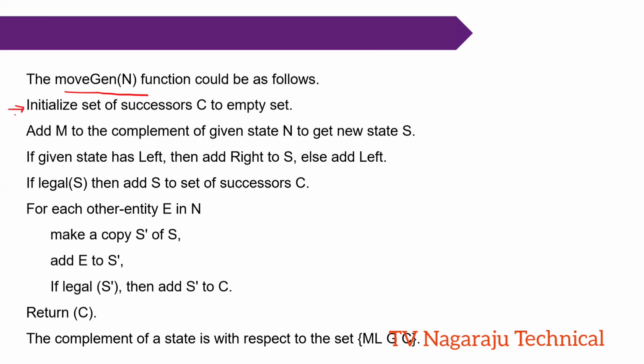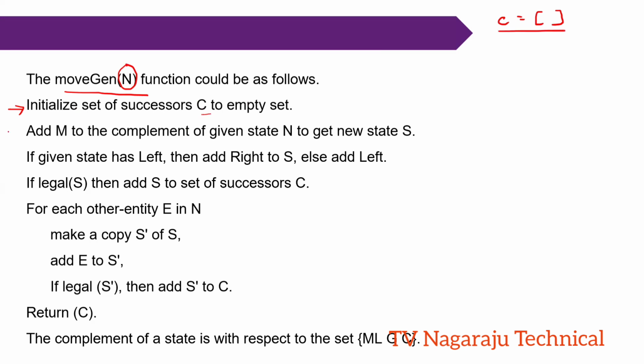Observe the steps carefully. Initialize the set of successors, C, to the empty set. This means we are going to build a list of all possible next moves, that is, all the successor states. N is my input state. From this input state, you need to identify all the successor states. Initially, I start from an empty list. Initially, the list does not consist of any element. So, initially, C is equal to empty.